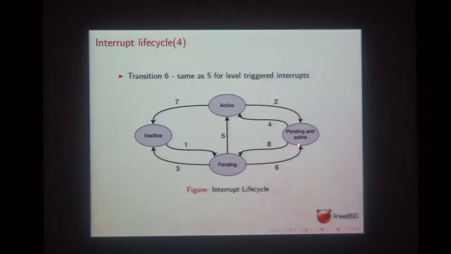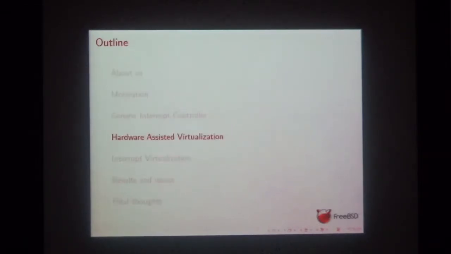Transition five, from pending to pending and active, is for level trigger interrupts. And seven from active to inactive, and eight from pending and active to pending, is for software deactivating interrupts. So all of these states had to be replicated in how we emulate the distributor in the virtualization of the interrupt controller inside the hypervisor, because we had other issues in proper functioning, and until we followed the schema, we didn't manage to have a working interrupt controller delivering interrupts.